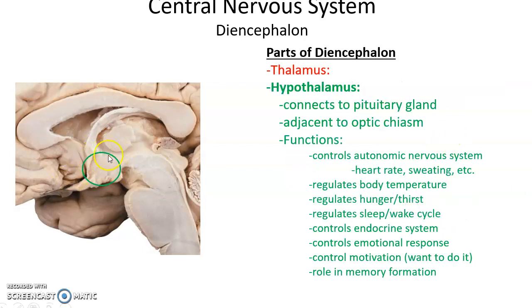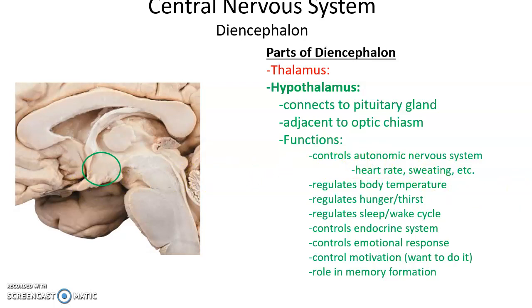The hypothalamus or beak of the seahorse is connected to the pituitary gland. So the pituitary gland will be hanging off of the hypothalamus. It is next to the optic chiasm, so this here is the optic chiasm, which happens to be where the two optic nerves come together.